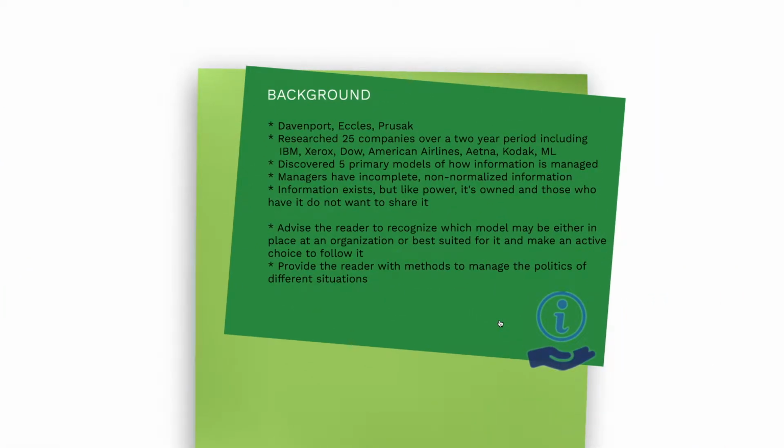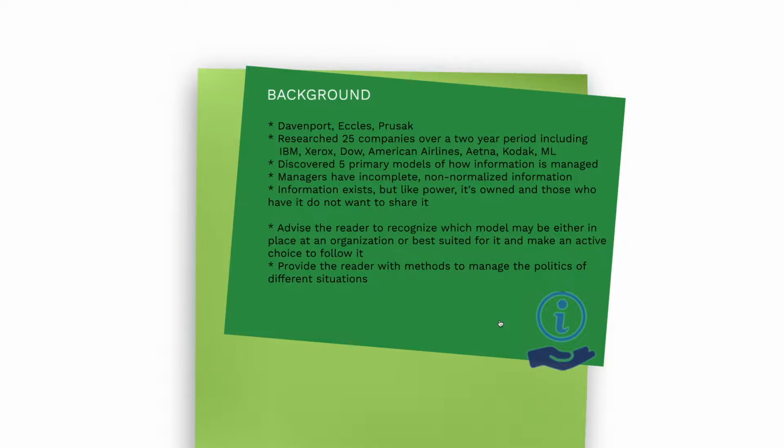These authors researched 25 companies over a 2-year period, and several of the companies are well-known household names. The authors discovered 5 primary models of how information is managed, and after defining each model, evaluated their relative effectiveness along several dimensions, such as information quality, efficiency, commonality, and access.